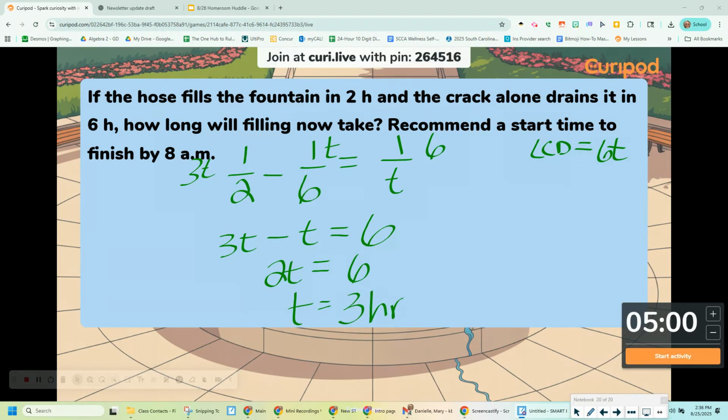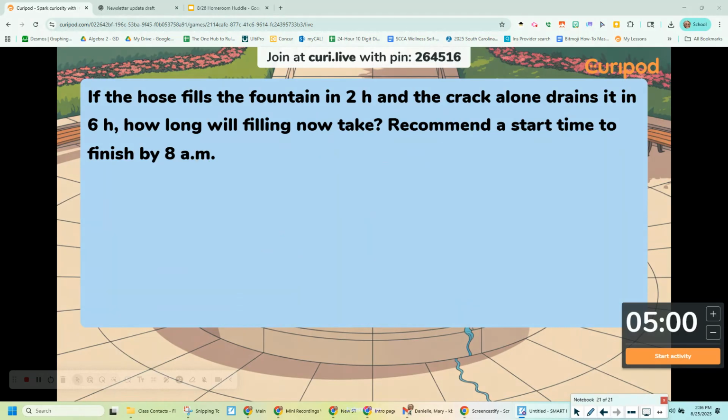So t is equal to 3 hours. It's going to take me 3 hours now to fill that fountain. And if I want it to finish by 8 a.m., then I need to start at what time? 5 a.m. So they need to start filling that at 5 a.m. Okay? All right, so let's keep practicing these types of problems.